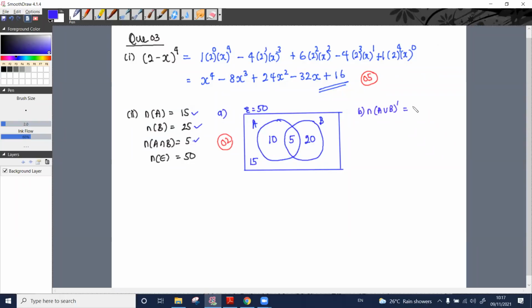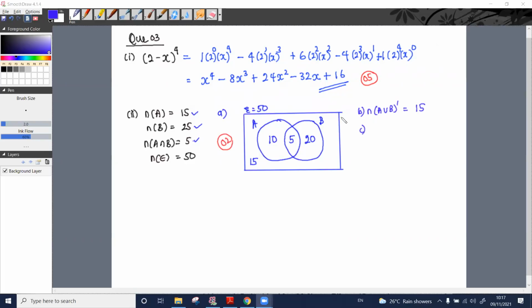How many observations are there? In A union B, the whole dash. How many observations are there? What is the region they are referring to? That is the number of observations outside these circles. That is 15, correct? 15.